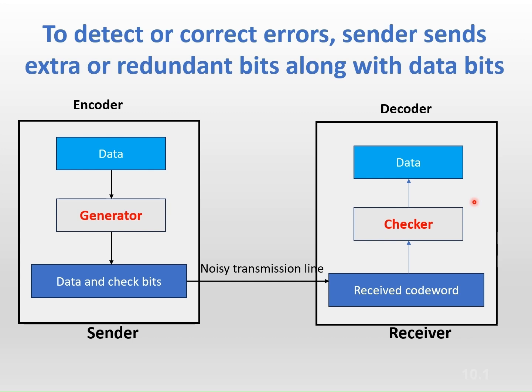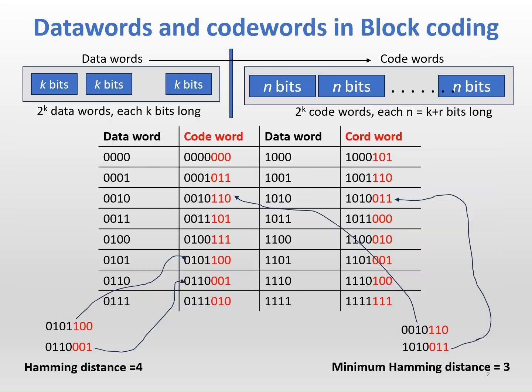But at the receiver side, if this correction capability is there, then it is much more efficient, because otherwise you are retransmitting the same message over a noisy transmission line, so that efficiency is not that much. So correction capability at the receiver side makes the communication much more efficient. Here I will show you some examples of data words and code words.